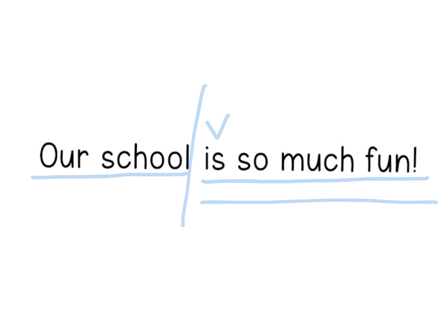Let's practice one more. Our school is so much fun. This one's hard to find the verb, but it's a linking verb. It's is. We karate chop our sentence right before the verb. Everything before gets one line. That's our complete subject. Starting with the first verb to the end punctuation mark gets 2 lines. That's our complete predicate. Let's look at our complete subject, our school. If we wanted to find the simple subject, just the noun, there would be school. So school is our simple subject. Is so much fun is our complete predicate. And our simple predicate would be the verb is, just the verb.